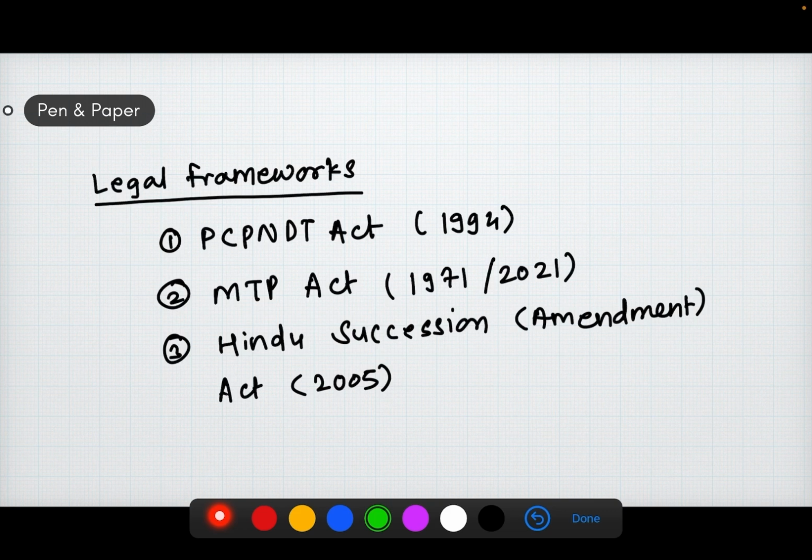PCPNDT, Preconception and Prenatal Diagnostic Techniques Act. It prohibits sex selection before or after conception. Then there is the MTP Act, Medical Termination of Pregnancy Act. Then there is the Hindu Succession Amendment Act, which gives daughters equal rights in ancestral property.